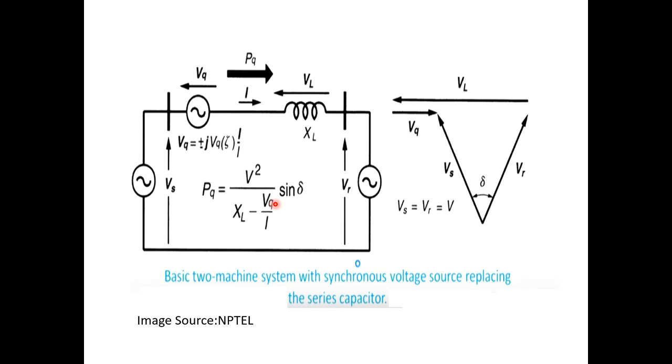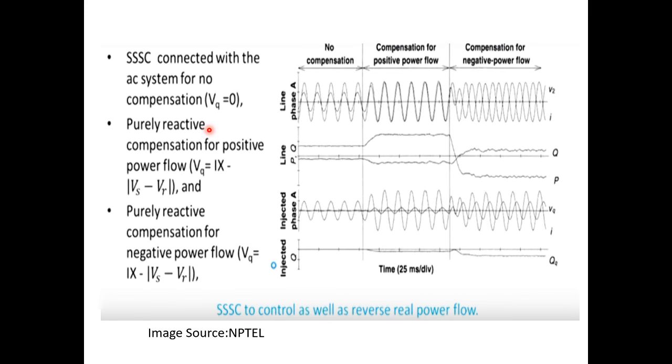If I go for negative values of VQ or positive values of VQ, VQ is nothing but insertion of this voltage in this particular line. Finally, we land upon this graph here. Observe this graph, how I control and reverse the power flow. No compensation means that the entire line phase voltage is V and I is in phase like this.